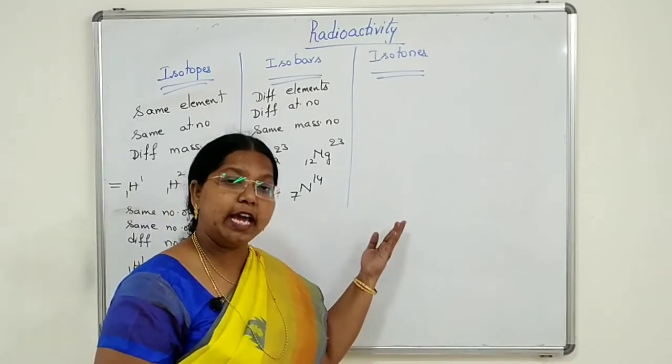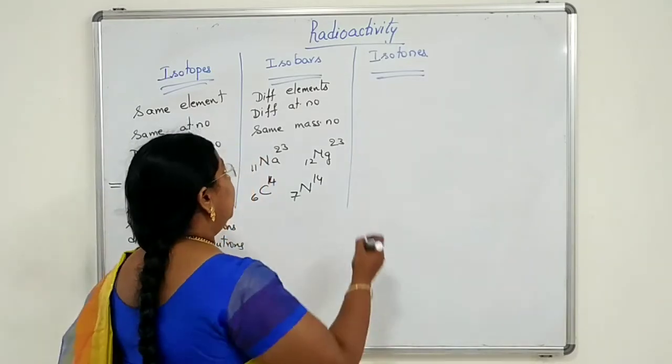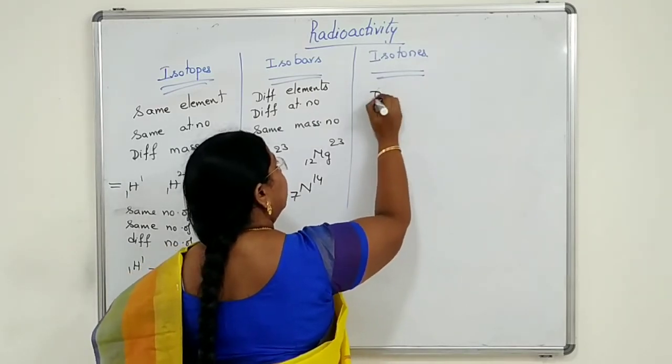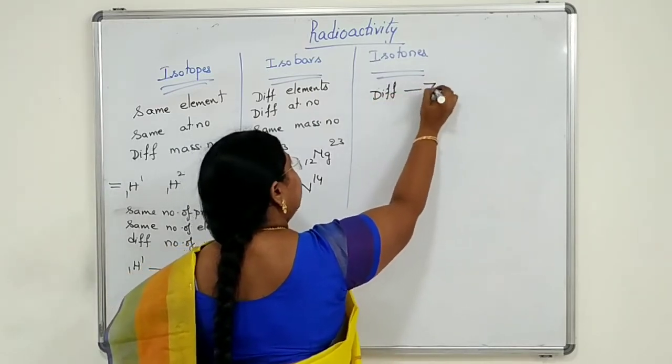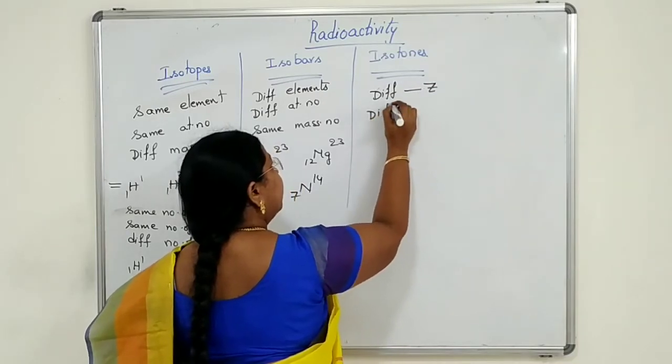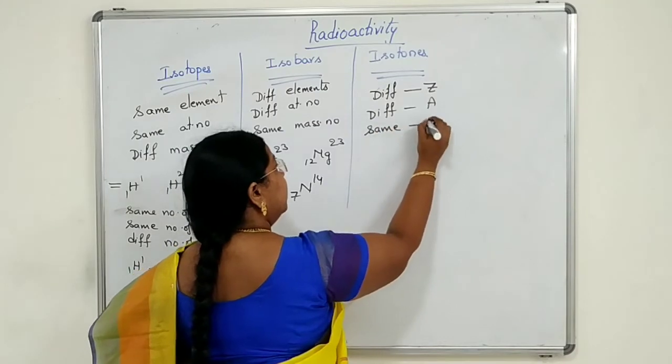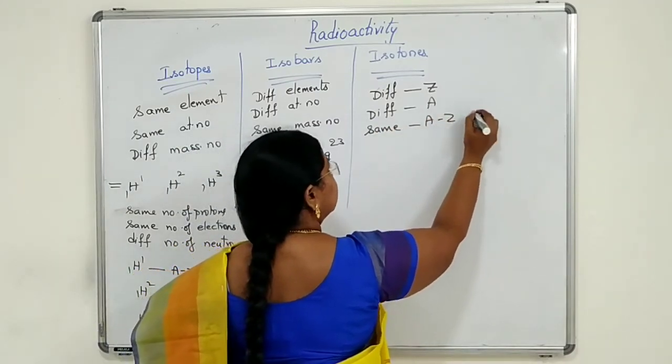Next, moving on to isotones. Here, different number of protons, different atomic number, I write here. Different atomic number, different mass number, but same number of neutrons.